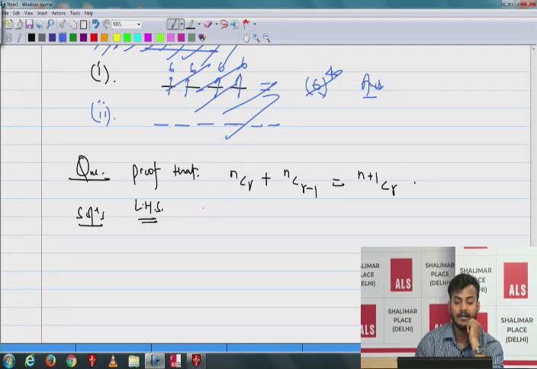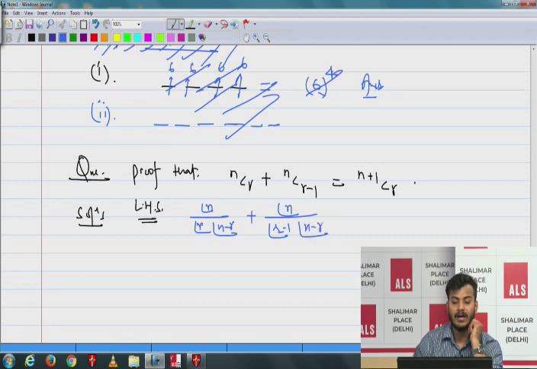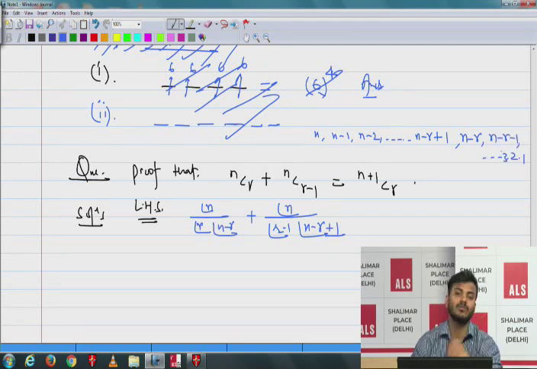It is nCr, which is n factorial divided by r factorial times n minus r factorial, plus n factorial divided by r minus 1 factorial and n minus r plus 1 factorial. You have to understand this, like this is n minus 1, n minus 2, and then you will be getting somewhere n minus r plus 1, which is higher, right? And then n minus r minus 1, and so on. Then keep doing it, 3 to 1. Is this clear?